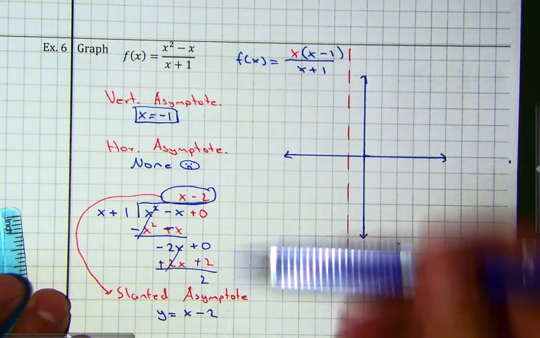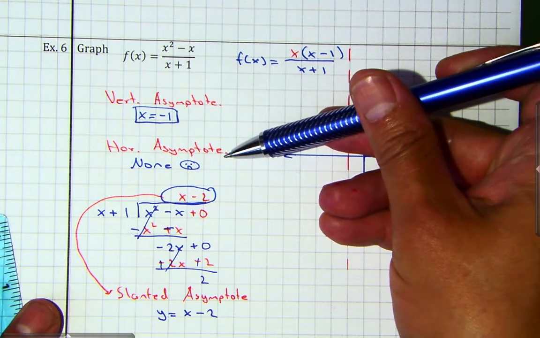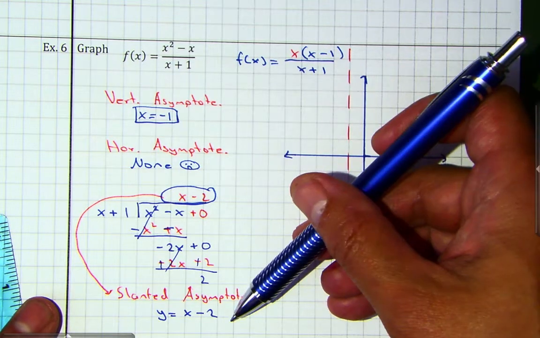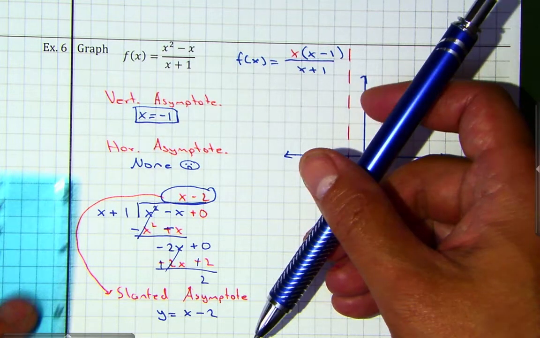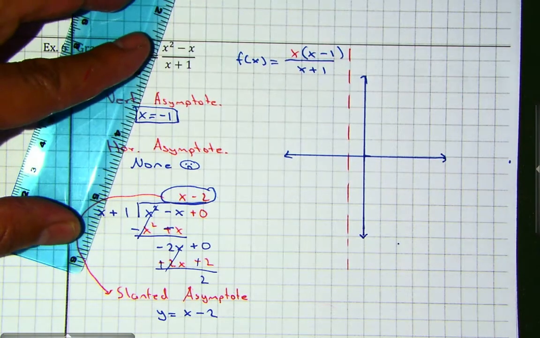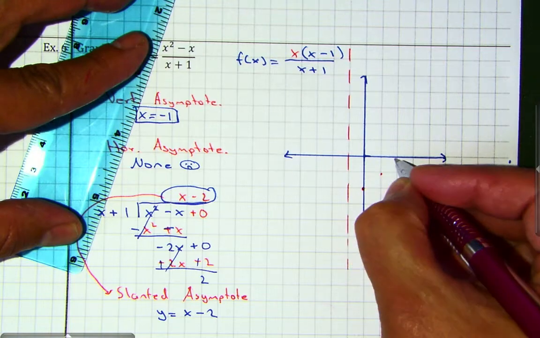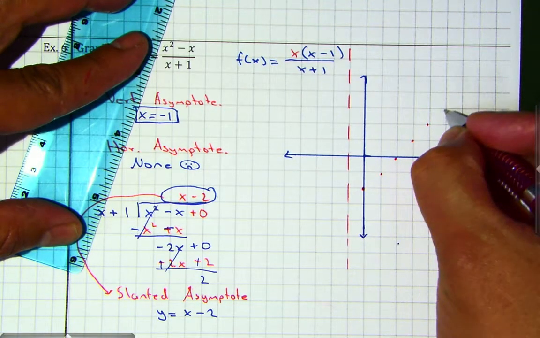So therefore, if you don't have a horizontal asymptote, we go through the long division to find your slanted asymptote. So therefore, I'm going to graph the asymptote. -2 is my y-intercept. My slope is positive, 1 over 1.